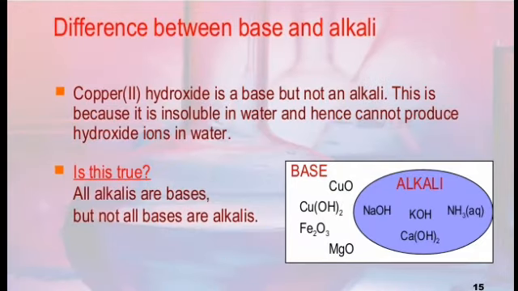So what is the difference between a base and an alkali? Copper(II) hydroxide is a base, but it is not an alkali. This is because it is insoluble in water and hence cannot produce hydroxide ions in water. So this is true: all alkalis are bases, but not all bases are alkalis. So we have bases and alkalis. Some bases are alkalis.